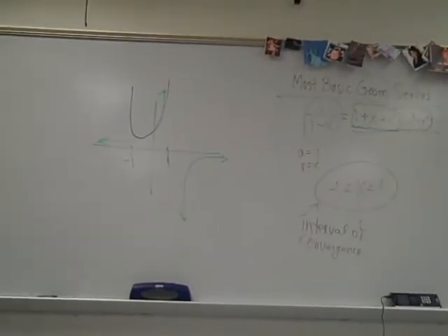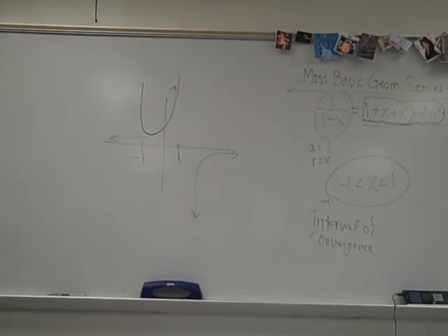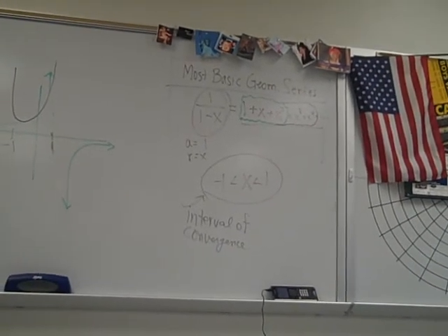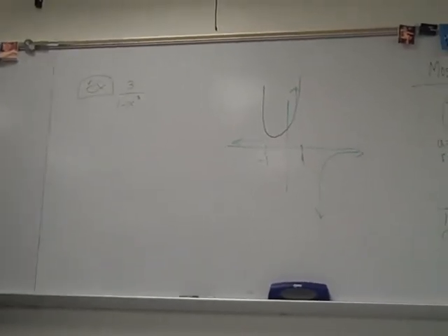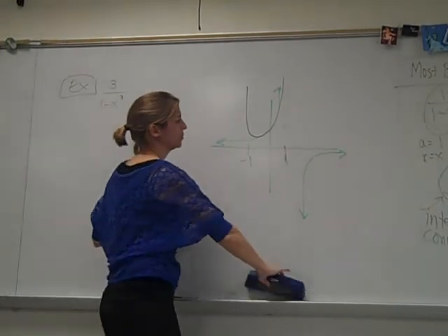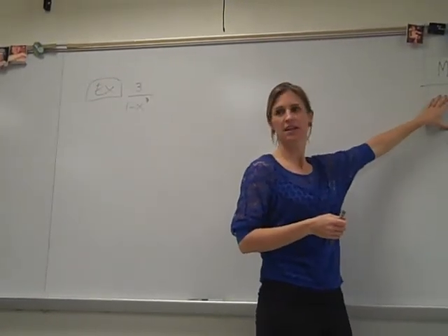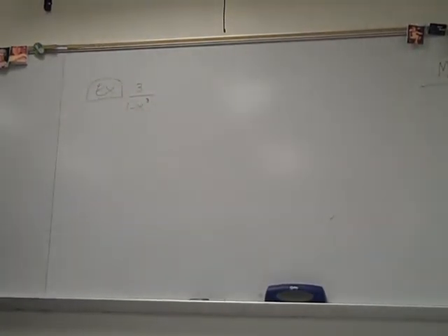So that's our most basic and simple geometric series. It doesn't have to look like that. It could look like something else. Like, for example, 3 over 1 minus x to the 3rd. That's a geometric series. You're going to start pulling out the idea that if it looks kind of like this, it's geometric. If it looks like something over something minus something, it's a geometric series.